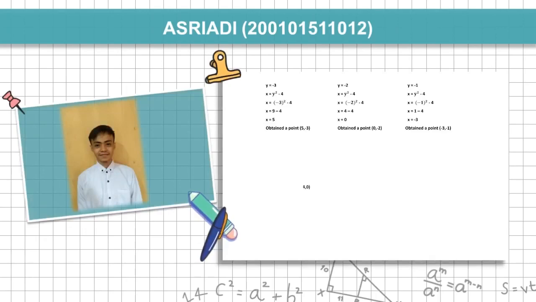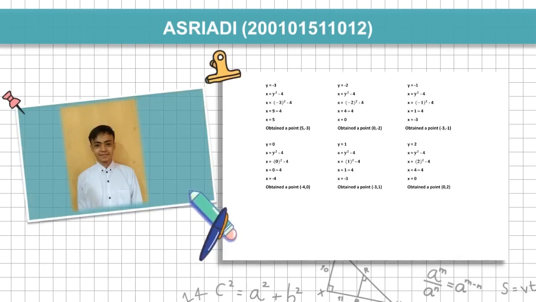For y equals 0, x equals y squared minus 4. x equals 0 squared minus 4. x equals minus 4. Then we get the point minus 4, 0. For y equals 1, x equals y squared minus 4. x equals 1 squared minus 4. x equals 1 minus 4. And x equals minus 3. Then we get the point minus 3, 1.